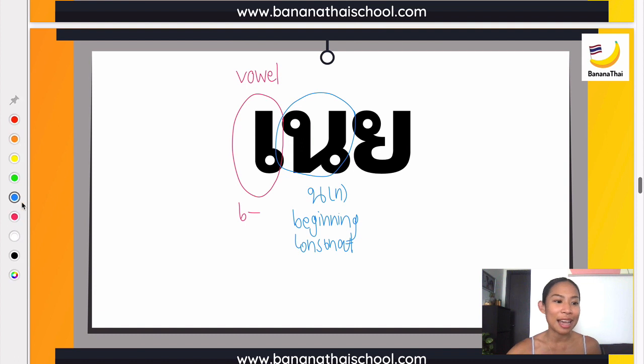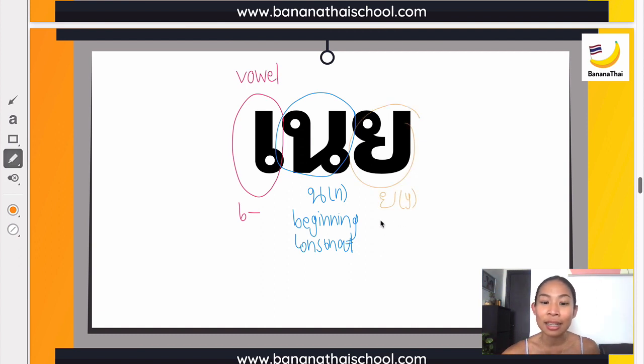And the last one, ยอยักษ์ right here. ยอยักษ์ is the y sound, and it's an ending consonant. So you have sara a as a vowel, นอหนู as the beginning consonant, อักษรนำ, and ยอยักษ์ as the ending consonant, or ตัวสะกด. Alright, we've got all the components of a syllable.